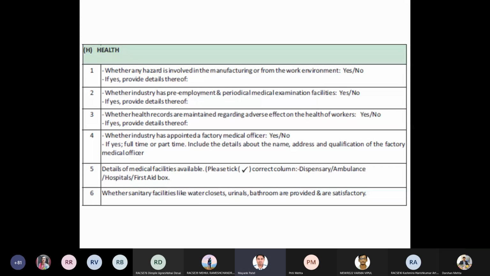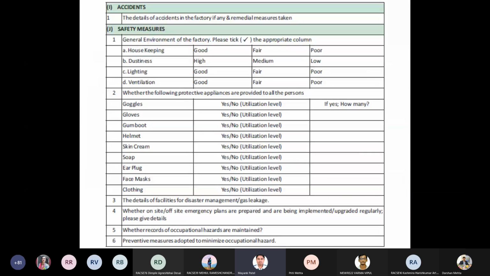What are the different hazards involved, right? That also you need to mention here. And the accidents details, right? And the remedial measures, if any are there, then that also you need to mention. As far as the safety measures are there, right?